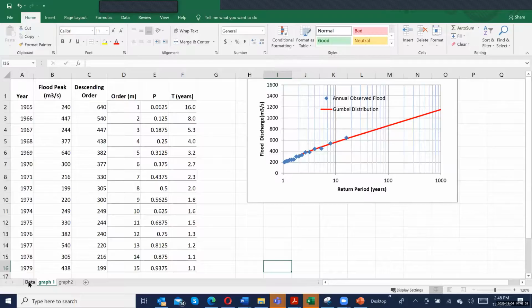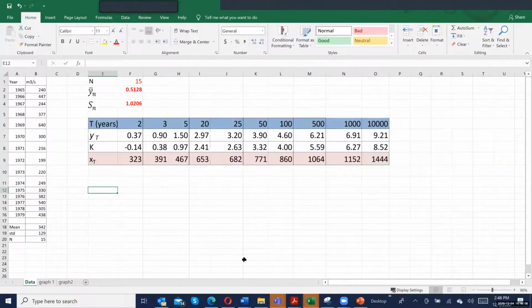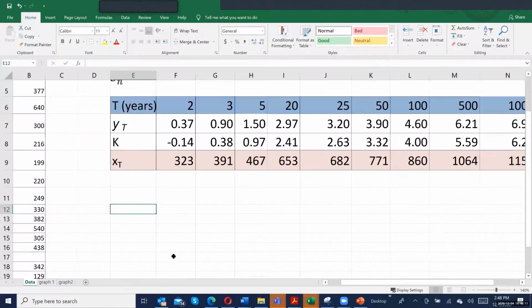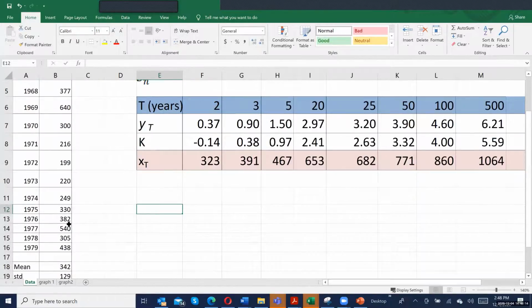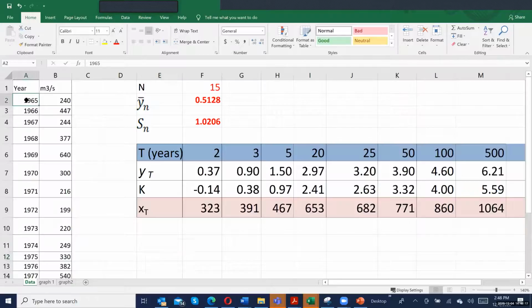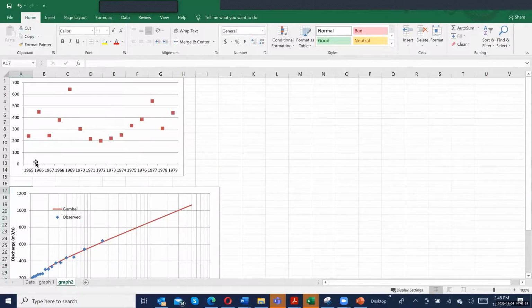Over here you have this data. This is just an example data from 1965 to 1979, 19 years of data. I have the maximum discharge data here. In 1965 it is 250. So this maximum data varies. The maximum flood occurred in 1969 here.